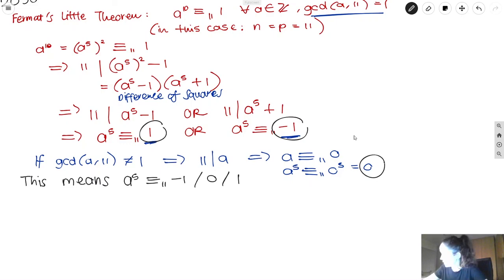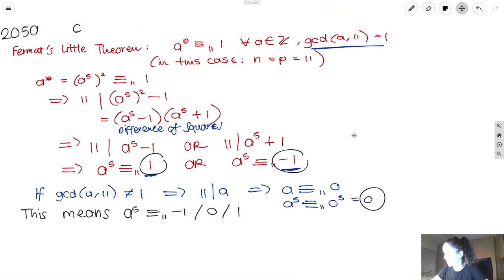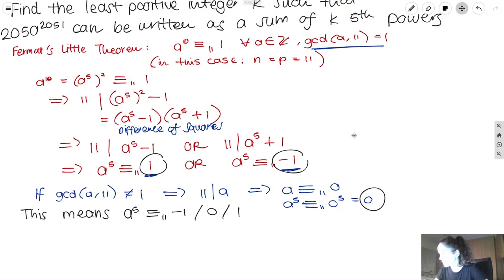So the reason we took a to the power of 10 is because we wanted to get this a to the power of 5. And why did we want to get this a to the power of 5? We wanted to get this a to the power of 5 since the question mentions fifth powers. So we want to do something with these fifth powers and maybe reduce it to something smaller or deduce something useful from it.